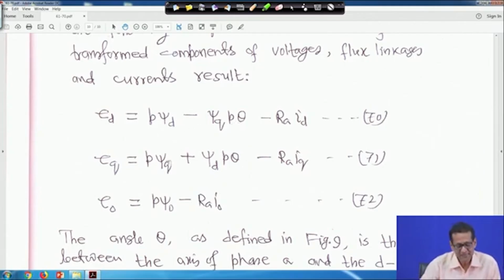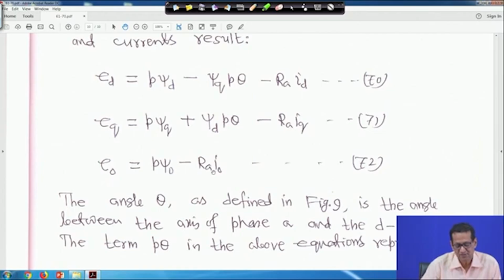And similarly, Eq is p psi q plus psi d p theta minus Ra iq, and E0 will be p psi 0 minus Ra into i0. This is equation 70, 71 and 72. Keep this in your mind, but try to derive it on your own. All derivations are not given here because it would consume many hours.